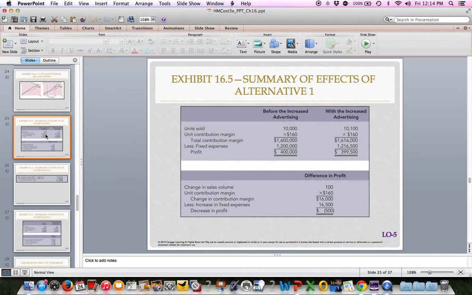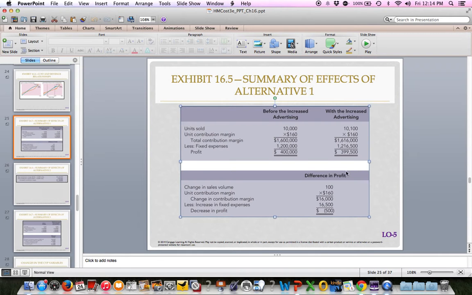Okay, you can see that right here. The numbers you see here are on the top of page 844. Units sold is the as is, what we've got now, and this would be the will be, the as is and the will be with increased advertising. My contribution margin goes up because I sold more product. That's good, but the bad news is that my fixed cost went up more than my contribution margin by $500.